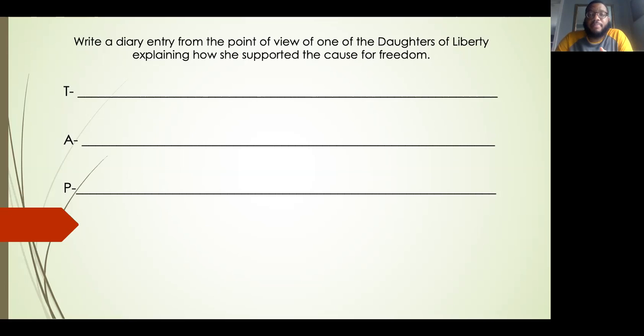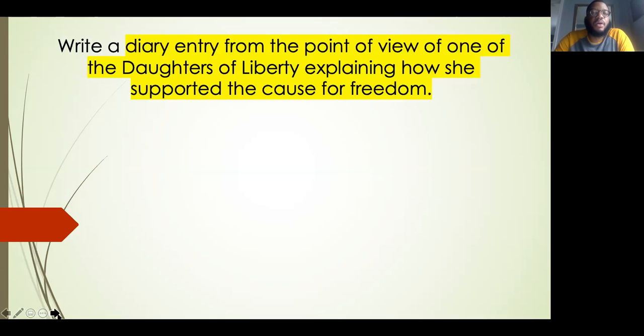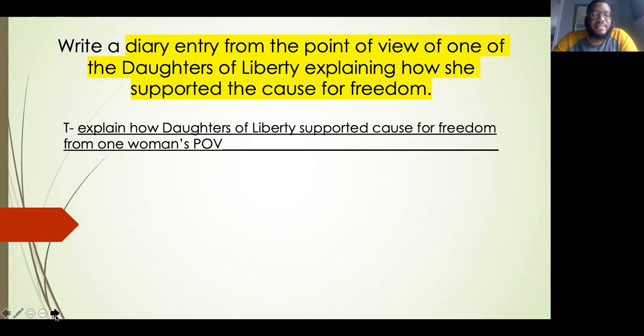So I looked at this prompt and I summarized it for my topic, and I came up with, here is my topic. I highlighted it, and I said, explain how Daughters of Liberty supported cause for freedom from one woman's point of view. So you have to take on the role of one of the Daughters of Liberty and then explain how this particular group supported the cause for freedom, or how the woman that you choose, how she supported the cause for freedom.